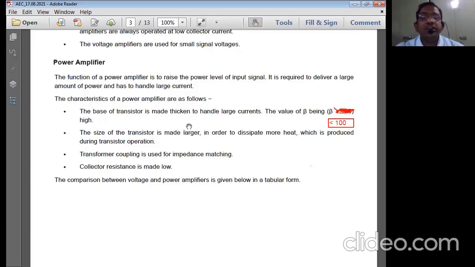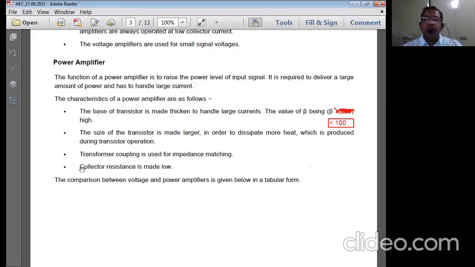Therefore, we intentionally increase the size of the transistor device. Transformer coupling is inevitable for impedance matching at the output of the power amplifiers. At the final output of the power amplifier, you have to use transformer coupling. So this is an important point here.